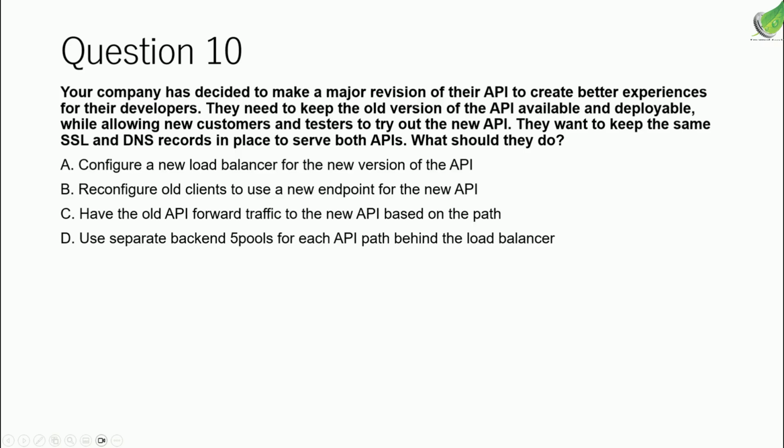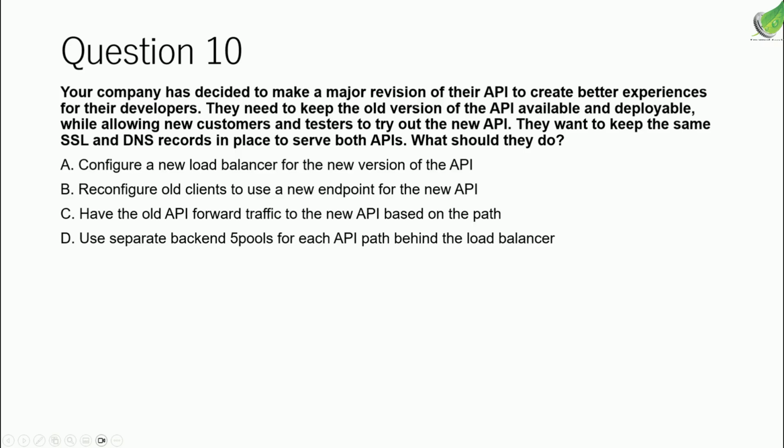Configure a new load balancer for the new version of the API. B. Reconfigure old clients to use a new endpoint for the new API. C. Have the old API forward traffic to the new API based on the path. D. Use separate backend pools for each API path behind the load balancer.